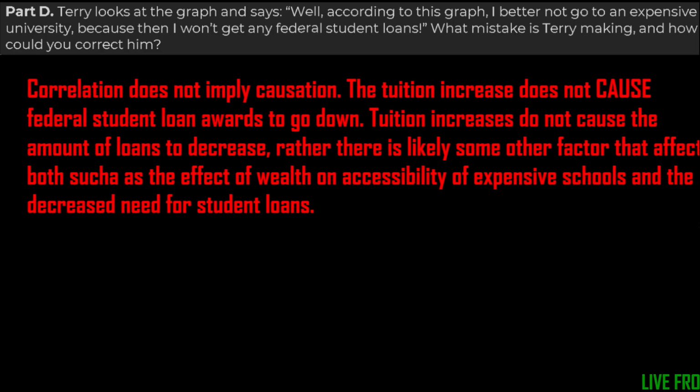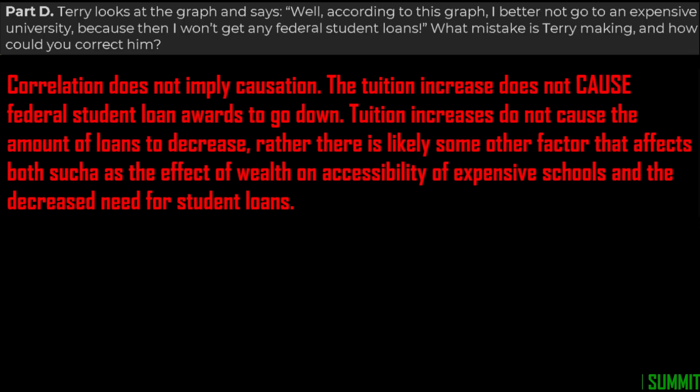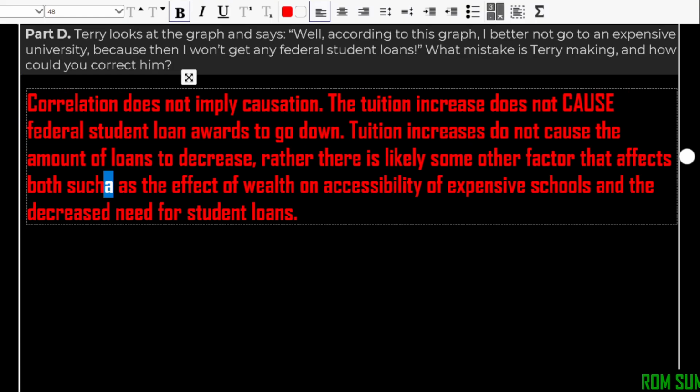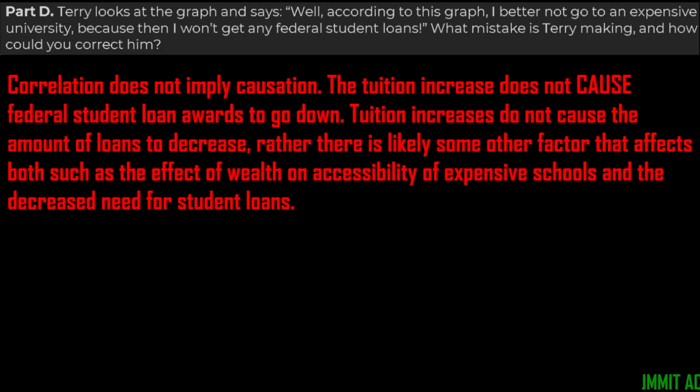So we could say this, we just remember that correlation does not imply causation. The tuition increase does not cause federal student loan awards to go down. Tuition increases do not cause the amount of loans to decrease. Rather, there are likely some other factors that affect both, such as the effect of wealth on accessibility of expensive schools and decreased need for student loans.